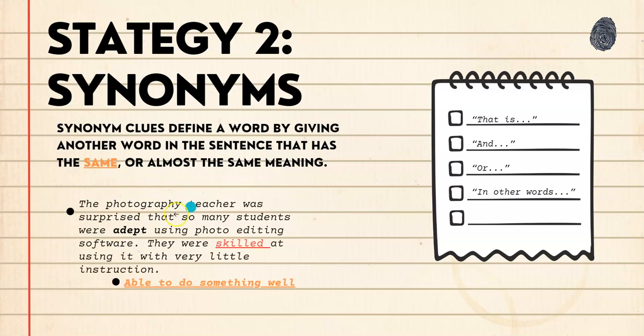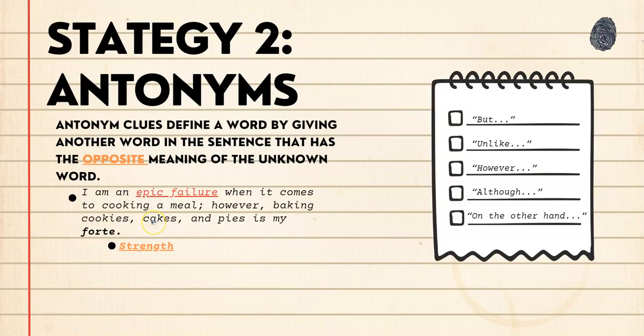Epic failure. So it has the word however here, which is a big key that we might have an antonym in the sentence. So this person is saying that when they bake cookies, cakes, and pies, they're good at it, but they're an epic failure when it comes to cooking a meal. So the opposite of something being a failure would be something being a strength. So that tells me that forte might mean strength.